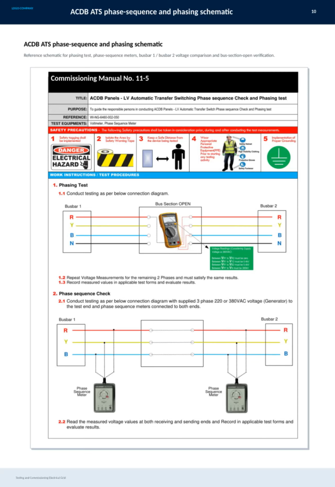Here we have the ACDB ATS phase sequence and phasing schematic, which is essential for testing and commissioning the electrical grid. This schematic serves as a reference for the phasing test, helping us verify the correct phase sequence using phase sequence meters. It also allows for voltage comparison between Busbar 1 and Busbar 2, ensuring proper alignment. Additionally, it assists in confirming the bus section open status. This step is crucial to guarantee safe and reliable operation of the electrical system. All these procedures are detailed in the commissioning manual number 11-5.